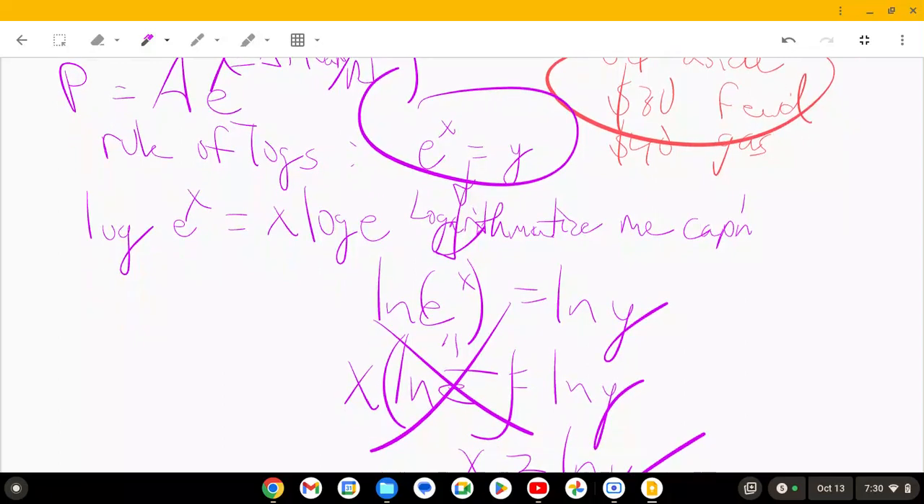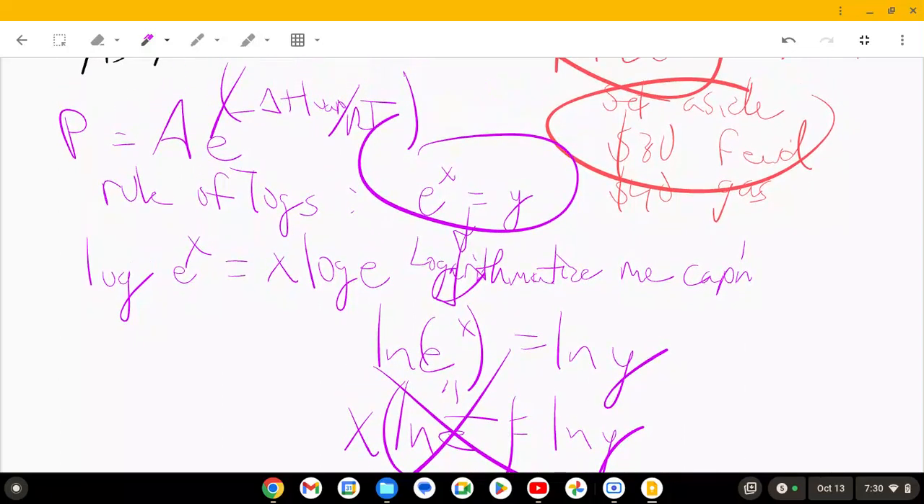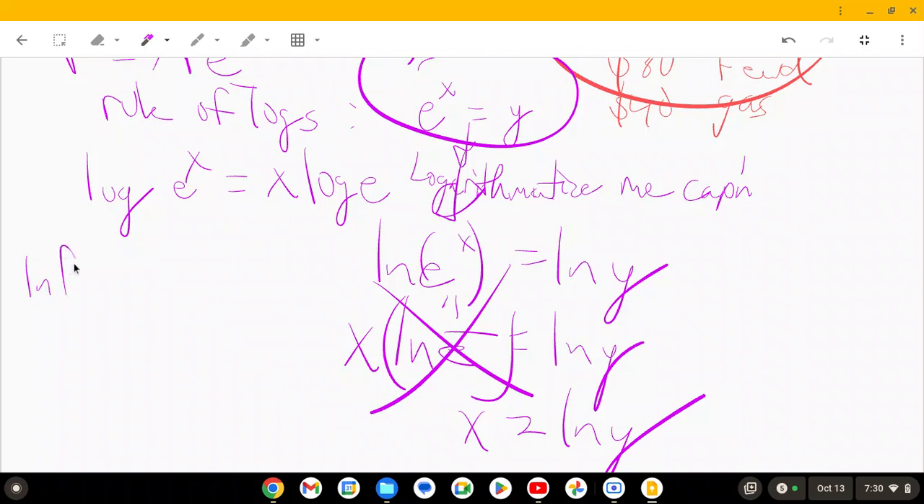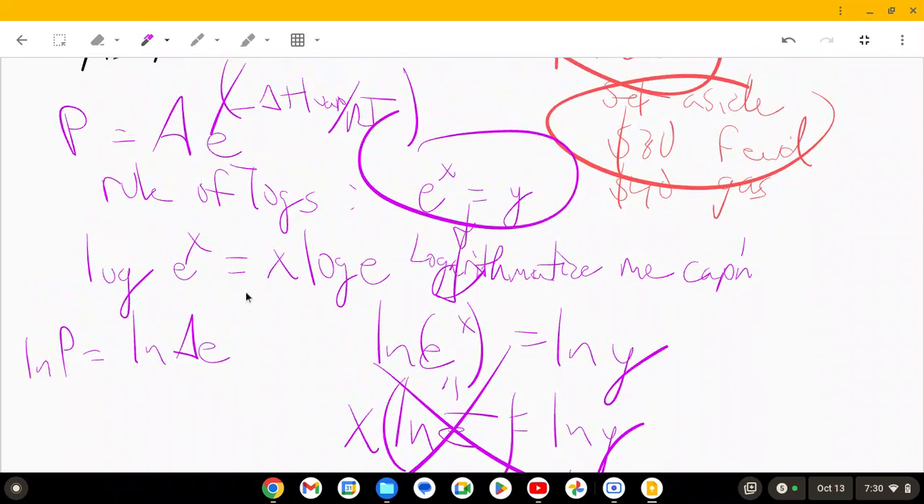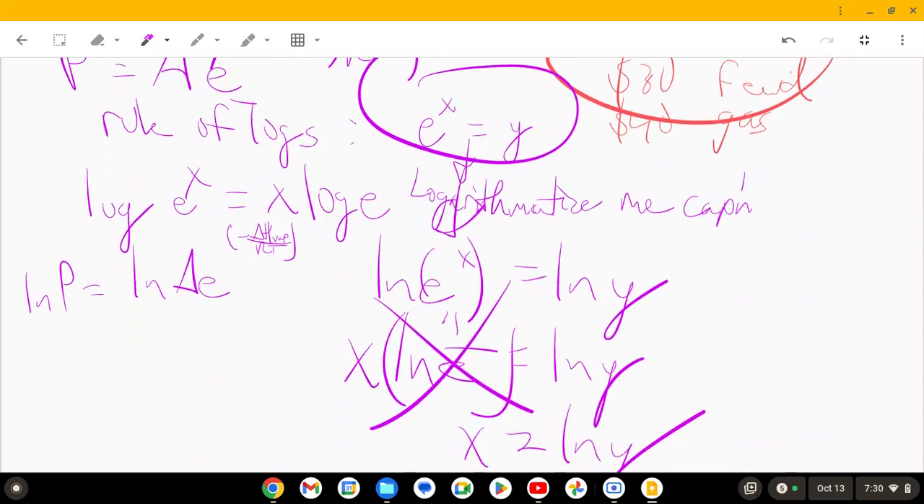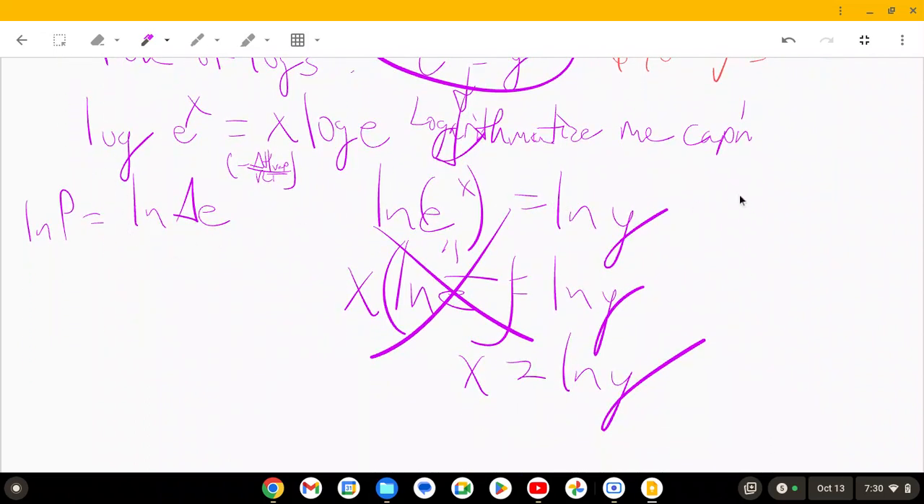Doing it with that, we can take the natural log of both sides. ln P equals ln of A e to the negative delta H vap over RT. And that's the same as saying, another rule of logarithms, ln of AB equals ln A plus ln B, if I remember right. I think that's right.